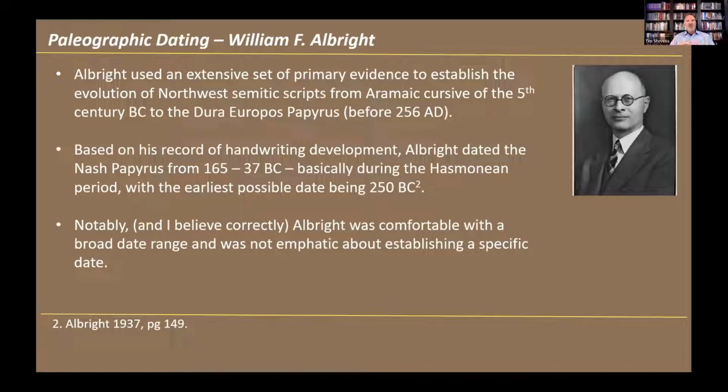Now, Albright used an extensive set of primary evidence to establish the evolution of Northwest Semitic scripts from the Aramaic cursive of the 5th century BC to the Dura Europus papyrus that dates to just before 256 AD.